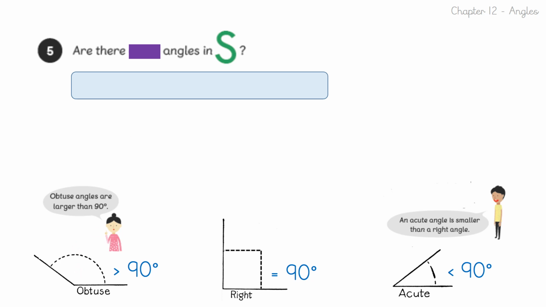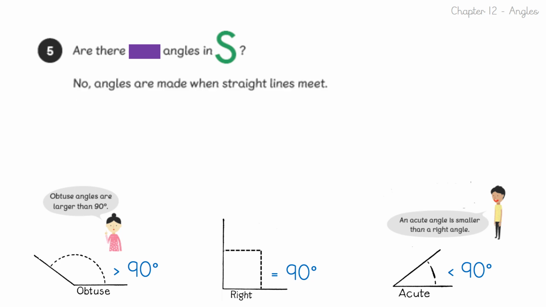You are doing such a fantastic job. You are more than right. There are no angles in S because angles are made when straight lines meet, and there is not a straight line in the letter S.